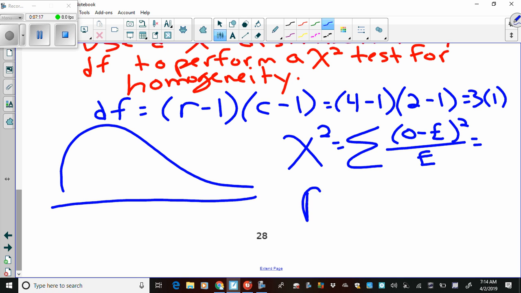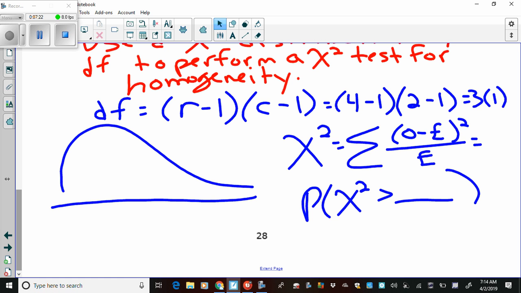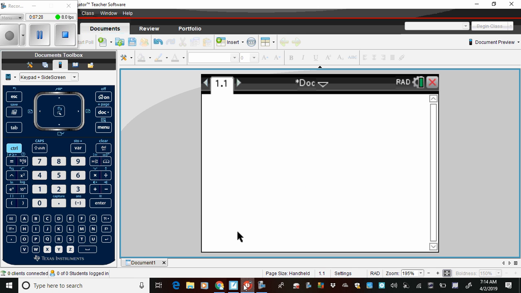And I need to find my p-value. So I'm going to do this all in the calculator. In my calculator, I can't put this into lists and spreadsheets because it's not just rows or just columns. There's 4 rows and 2 columns. So I'm actually going to use a matrix. So I am going to make a matrix.